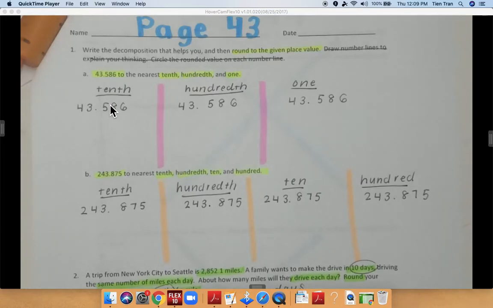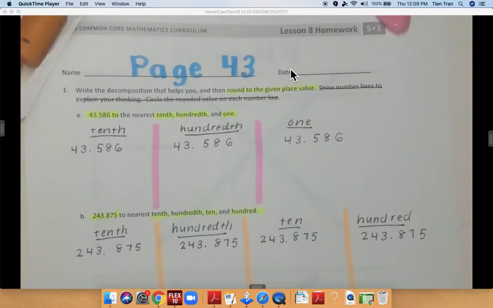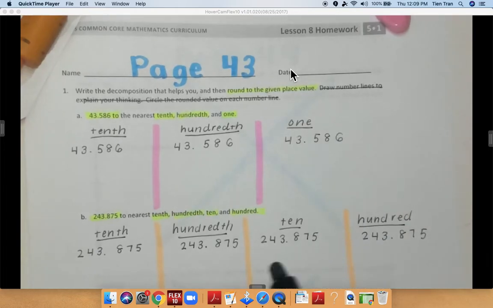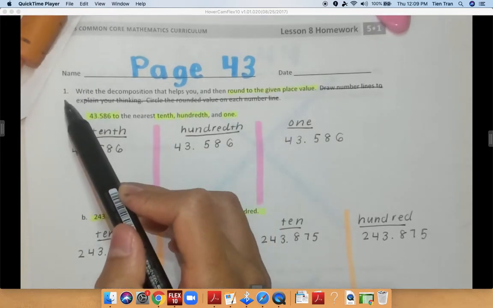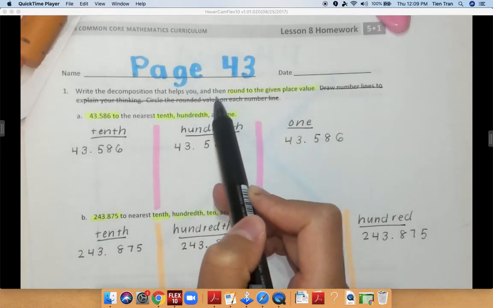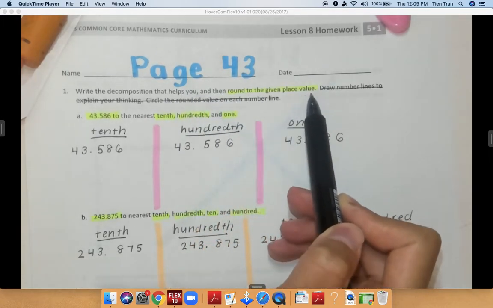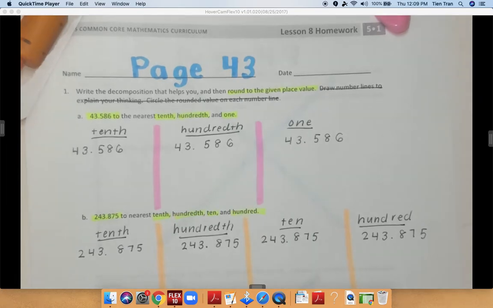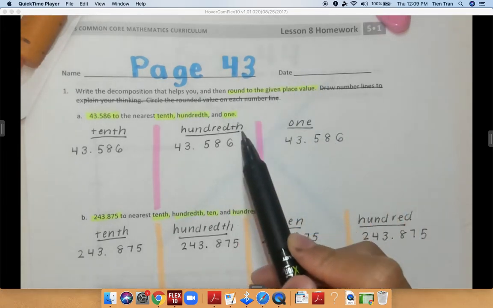We are on page 43 in our math book. We are on lesson 8 homework, so make sure you are turning to the correct page, page 43 in your math book. Okay? So, for the first question, it asks you to write the decomposition that helps you and then round to the given place value. So, they want you to round the number to the place value that is being given.